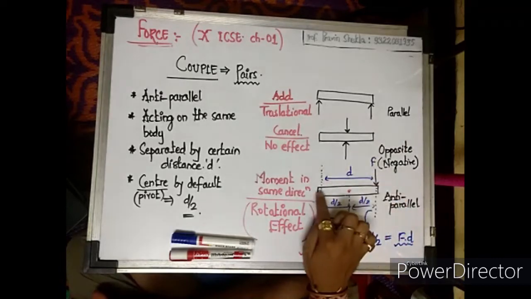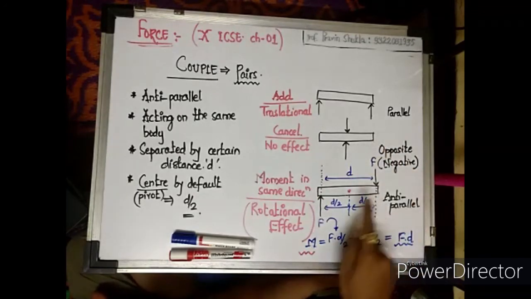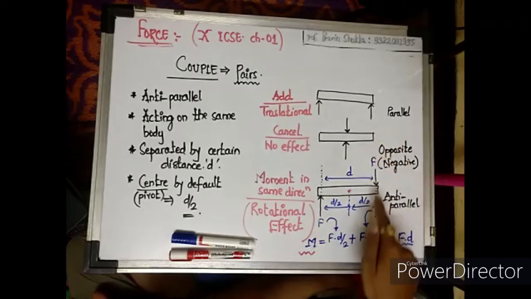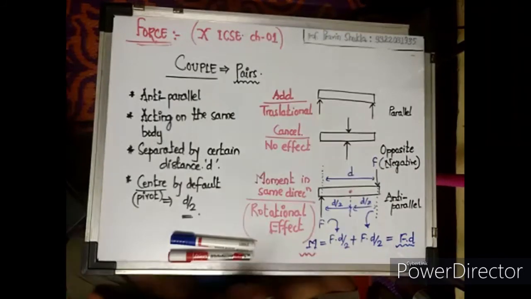If suppose I put the pivot over here and then apply a force of 5 Newton. Again, the distance is 1 meter. Force applied is 5 Newton. So automatically, again, the moment that is created is 5 Newton meter. Right? So these two arrangements are there.